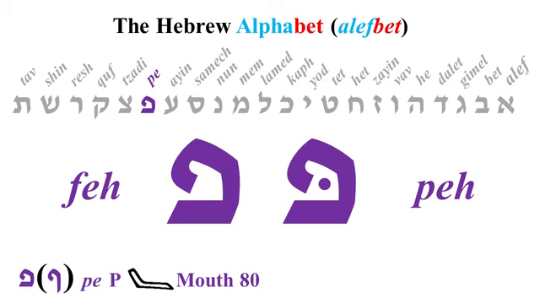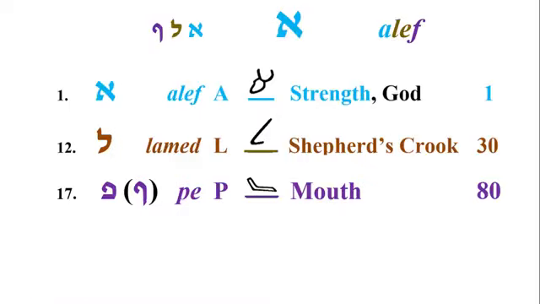Now, the letter Aleph is the first letter of the Hebrew alphabet. Aleph is a letter, but Aleph is also a word. And you spell Aleph, Aleph, Lamed, Pei. And here the Pei represents the F sound.